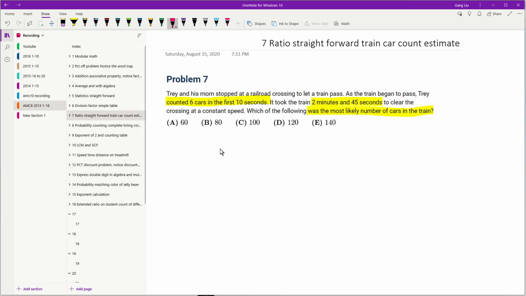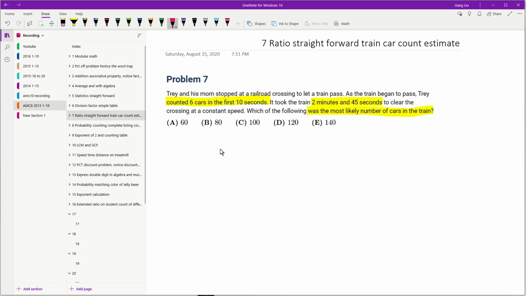Problem 7. Trey and his mom stopped at the railroad crossing to let a train pass. As the train began to pass, Trey counted 6 cars in the first 10 seconds. It took the train 2 minutes and 45 seconds to clear the crossing at a constant speed. Which one of the following was the most likely number of cars in the train?